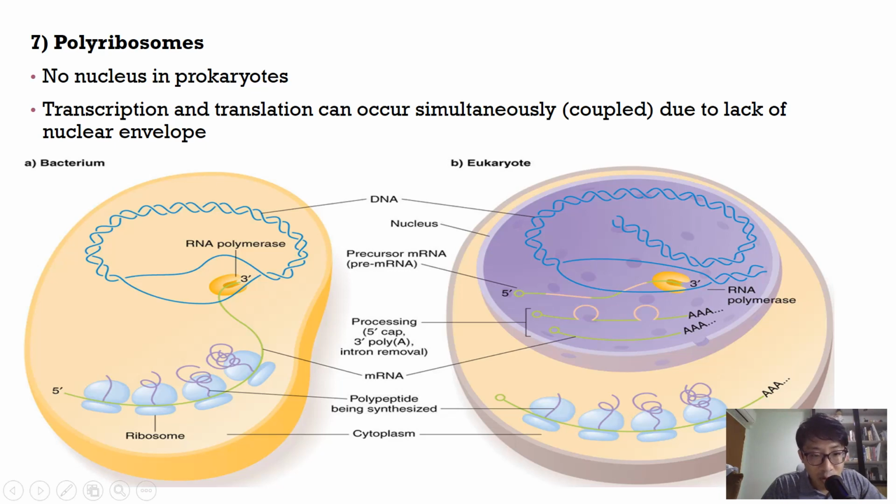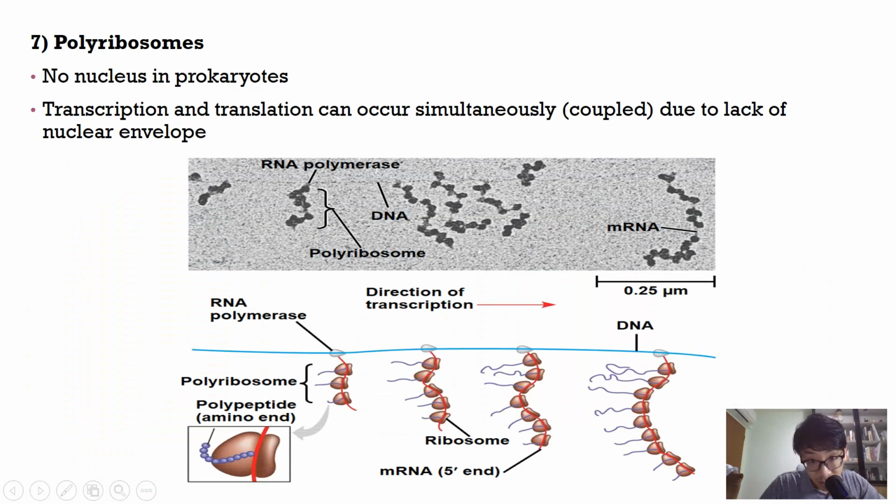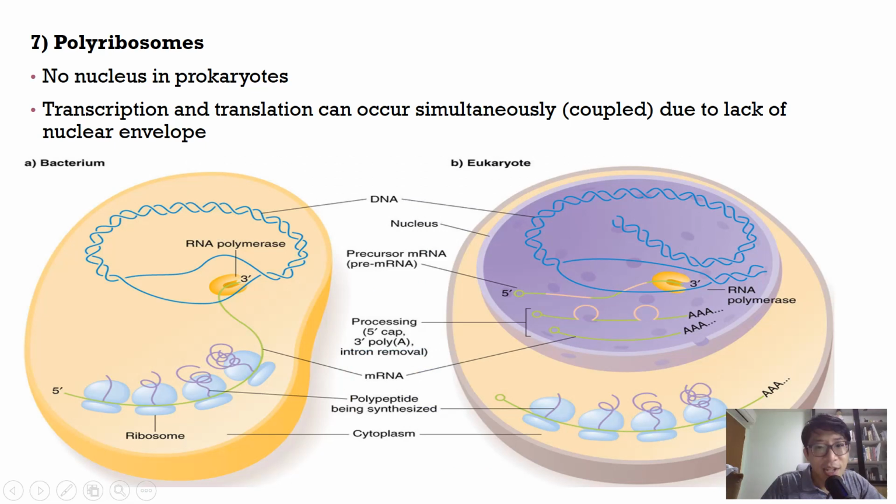So simultaneously, both transcription and translation occur. This is the polyribosome that you see, and it is bound to the DNA because transcription is still occurring, just like this diagram over here. But for a eukaryote, there is a separation of transcription and translation because of the presence of the nucleus or nuclear envelope. Transcription occurs in the nucleus, and translation cannot occur there because the ribosomes are not in the nucleus.